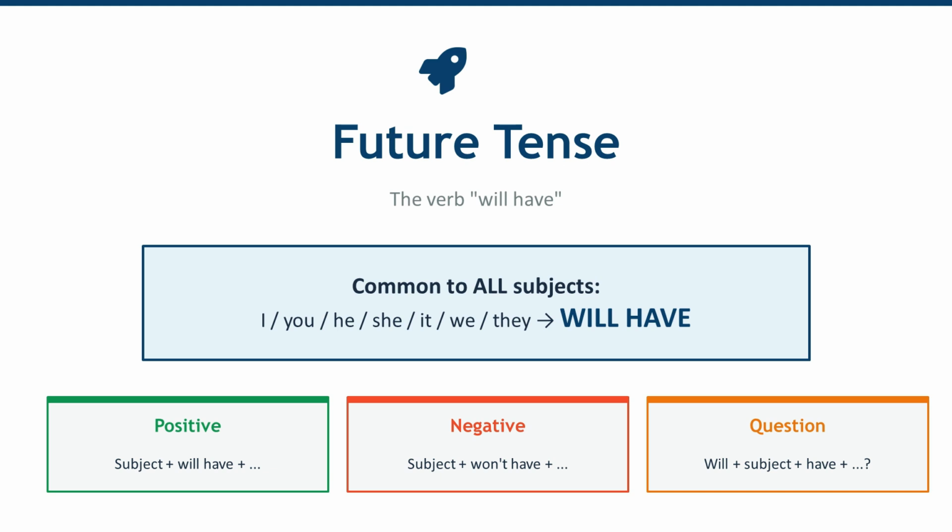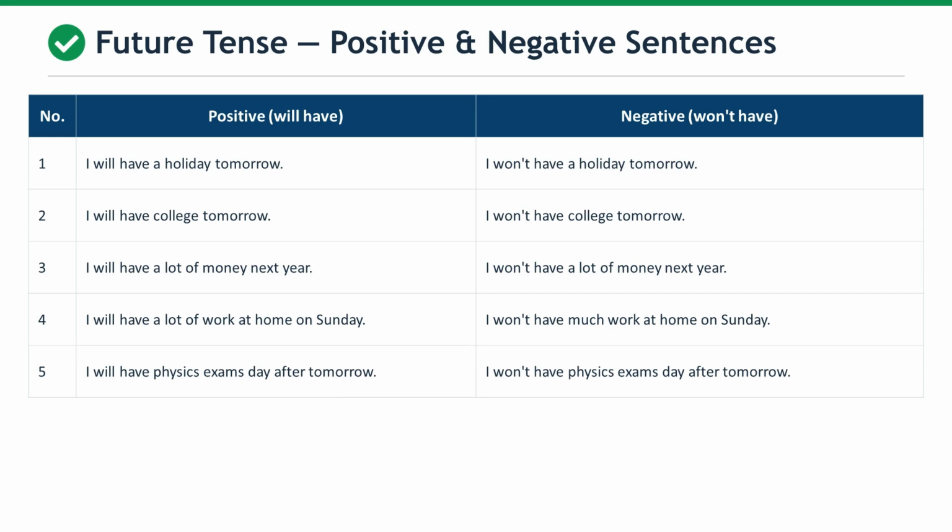For questions, we move will to the beginning. The structure is will plus subject plus have plus the rest. For example, will you have a holiday tomorrow? Let us now look at the examples. Here are the positive and negative sentences in the future tense, side by side.